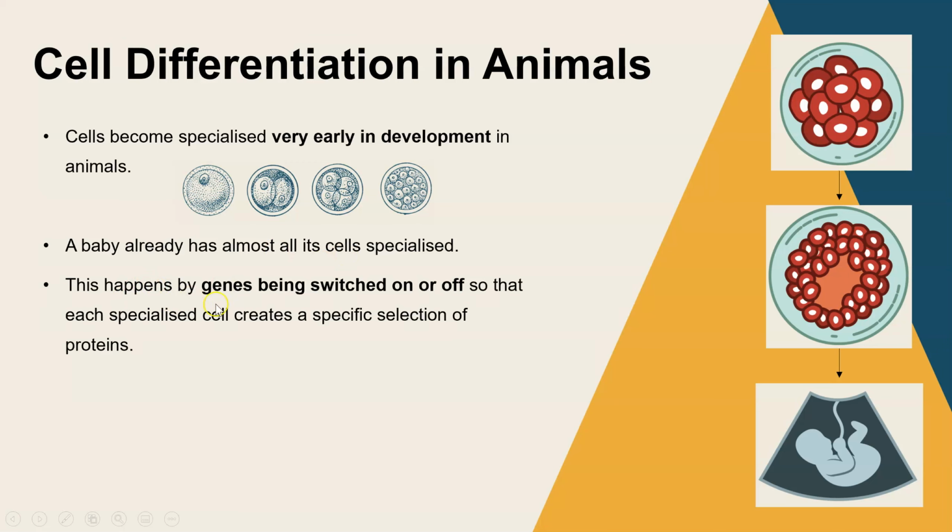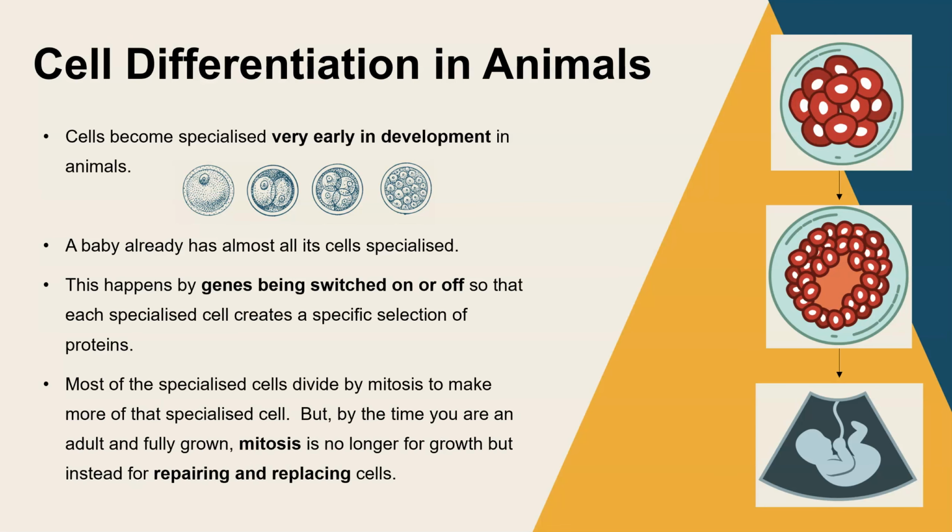And that happens by genes being switched on or off, so that each specialized cell creates a specific selection of proteins within that cell. Now, those specialized cells will mainly divide by mitosis to make more of those specialized cells. But by the time you are an adult and fully grown, mitosis is actually no longer for growth because you're fully grown, but instead mitosis is just for repairing any damaged cells or replacing damaged cells.